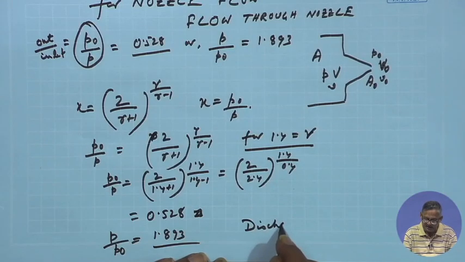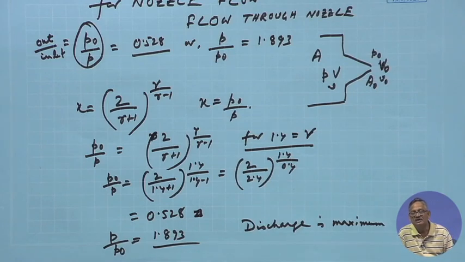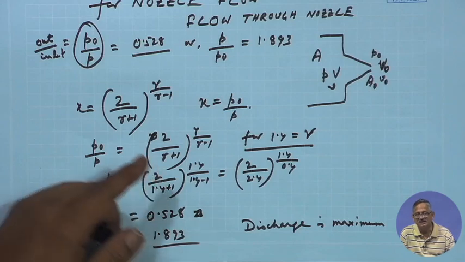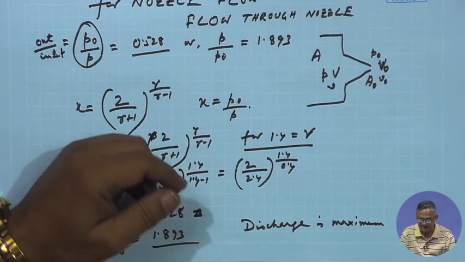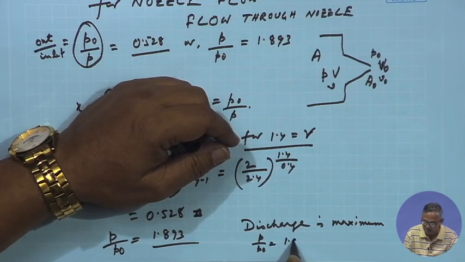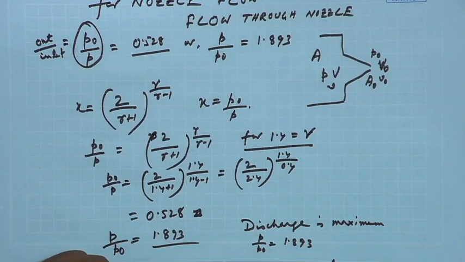We can say that the discharge is maximum when the pressure ratio P0 by P is 0.528, that is outlet to inlet, or the reverse. If it is inlet to outlet, then it is P by P0, that is equal to 1.893. So when the inlet to outlet pressure ratio is 1.893, then also we can say the discharge is maximum, right?